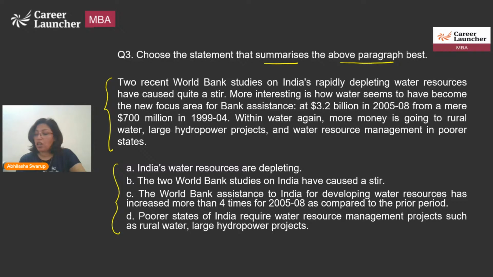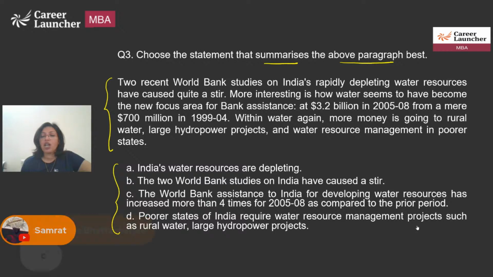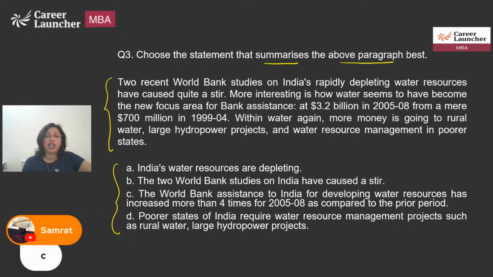Let's see if I'm getting some answers here. Okay, I've got one answer from Sumavo. He says C is the correct answer. I've got another answer from Samrat. He also says C is the correct answer. I'm waiting for the others, everyone. Can you give me an answer to this question? What is the correct summary? I'm waiting for your answers.